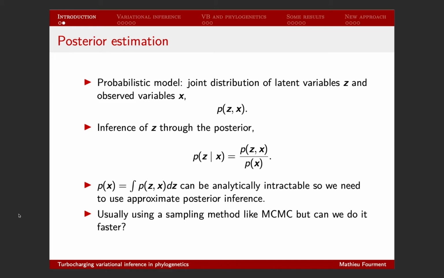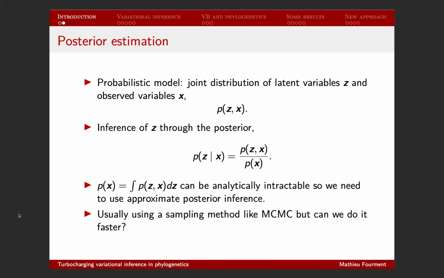A little bit of notation here. I'm going to denote my joint distribution as P, the latent variables Z, and observed variables X. X in our case could be a DNA alignment, and Z could be branch length. And we are going to infer Z through the posterior. Unfortunately, the denominator is intractable, so we need to approximate the posterior distribution.